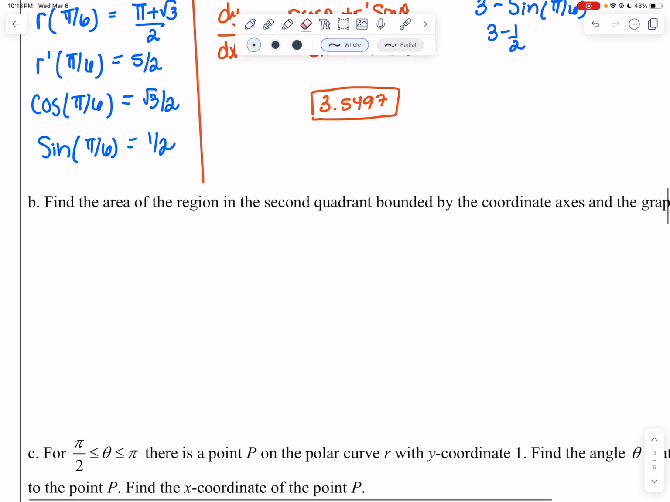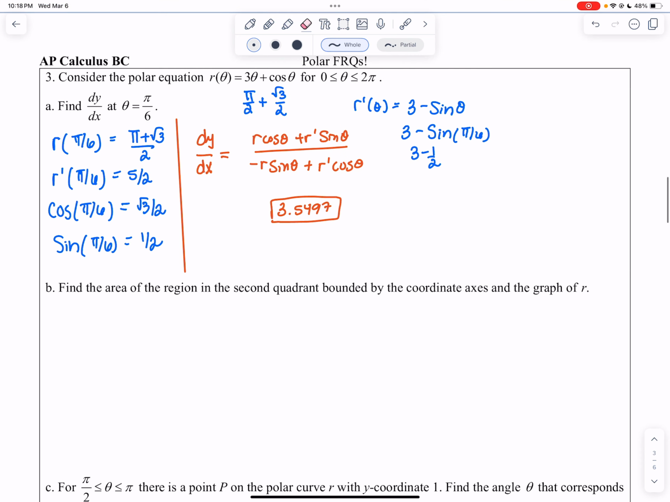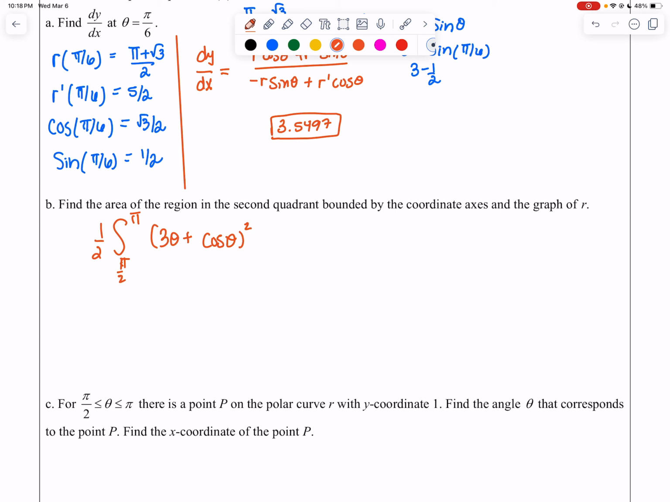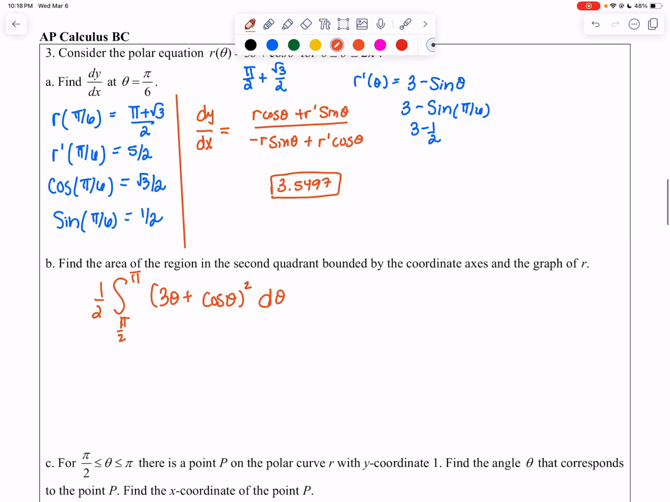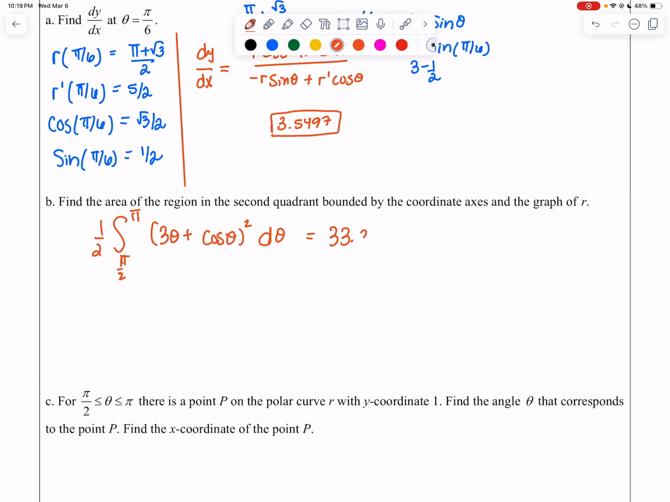Part A. Part B says find the area of the region of the second quadrant bounded by the coordinate axes and the graph of r. So thinking about the second quadrant, remember that's going to be pi over 2 to pi. So here, that's just going to give me 1/2 integral from pi over 2 to pi of (3 theta plus cosine of theta) squared d theta. So once we do that, I'm going to get the area being 33.376.